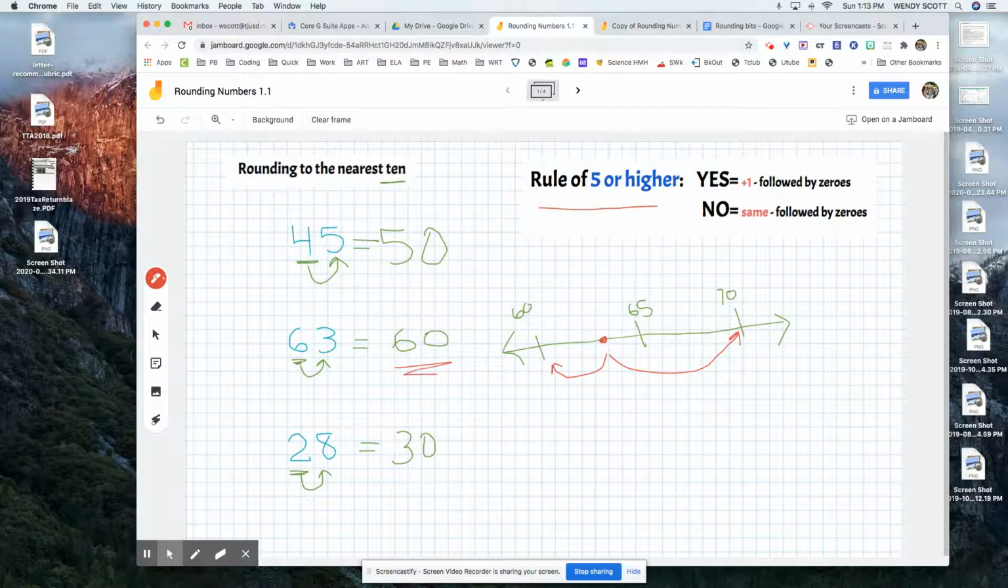And it's the rule of 5 or higher. Yes, I add 1 to the tens number. No, it stays the same. The rest of the numbers all change to zeros.